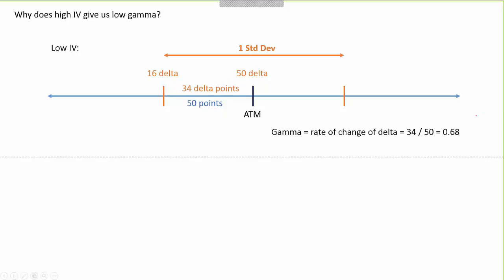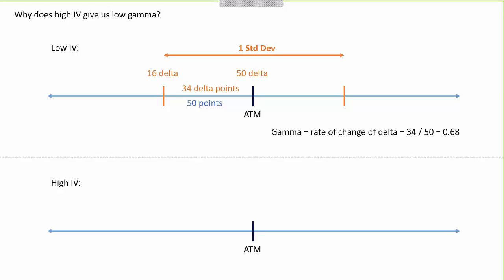So that's low IV. What happens in high IV? Low IV means low movement, high IV means high movement, right? Hopefully that makes sense. So when we have high IV, if this is our at the money, and we now draw our one standard deviation, our standard deviation is much wider, right? And that should be self-explanatory. But what does that mean? That means that our 16 delta is much further away.